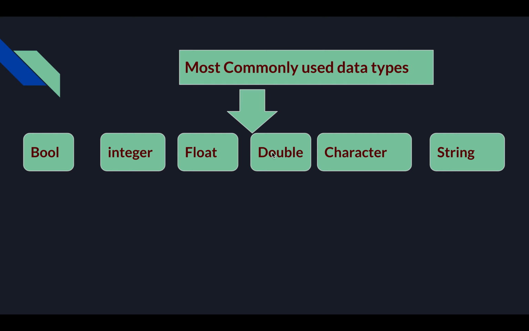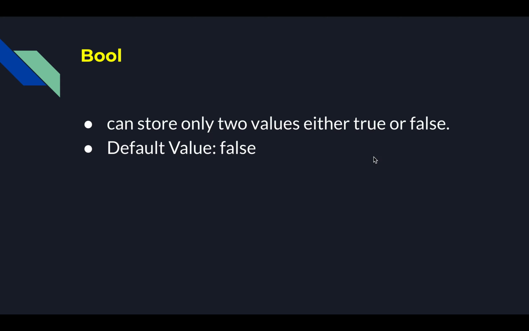We can declare the double and float. What is the difference between float and double is the most commonly asked question in an interview, so we are now going to discuss it in detail. What is a character and string? We will be discussing all these things in detail. Now let us start with the bool. Bool can store a value, either true or false, and the default value is false.